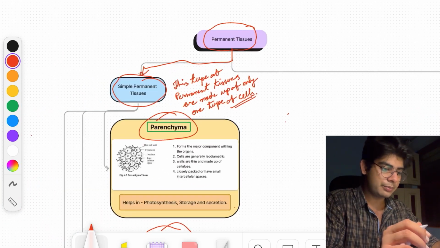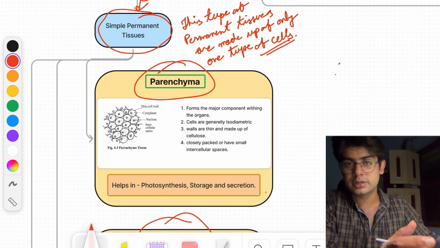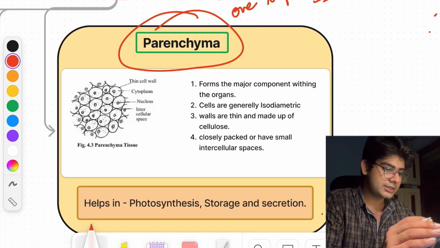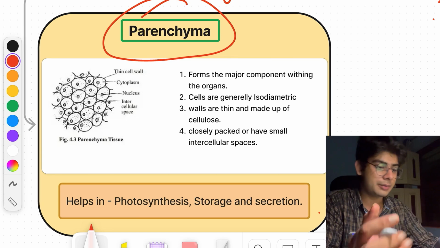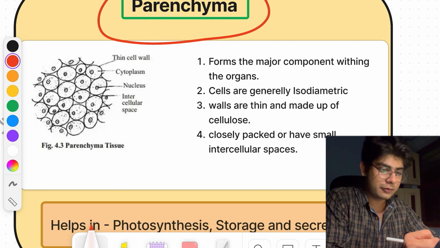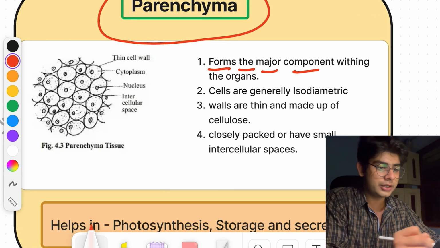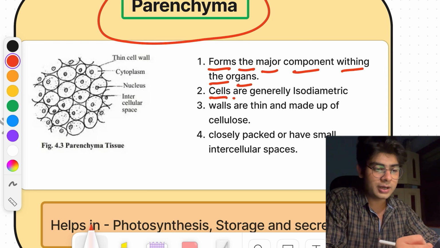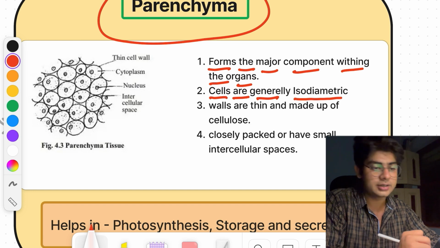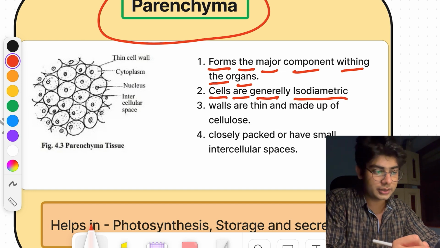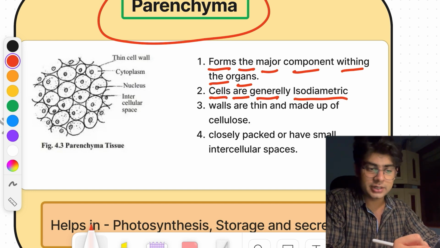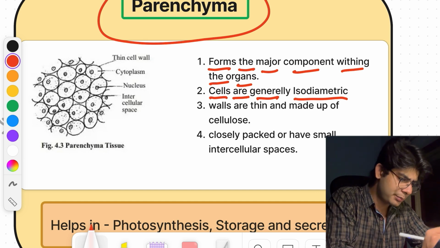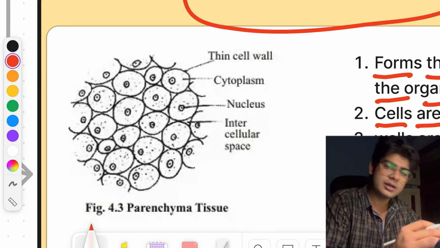In simple permanent tissues, first we are going to discuss about parenchyma. So let's see what are the features of the parenchyma. Parenchyma forms the major component within the organs. The cells of parenchyma are generally isodiametric. This term is very important, isodiametric. It means the diameter is moreover the same. As you can see in the picture here, the diameter is moreover the same.